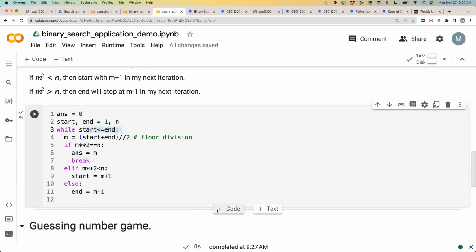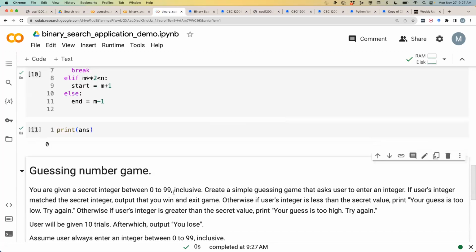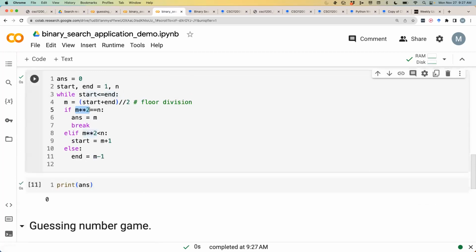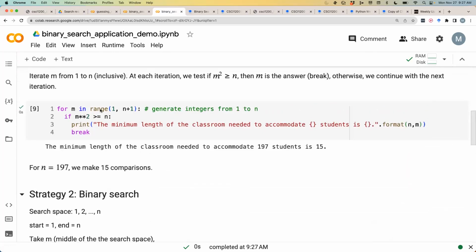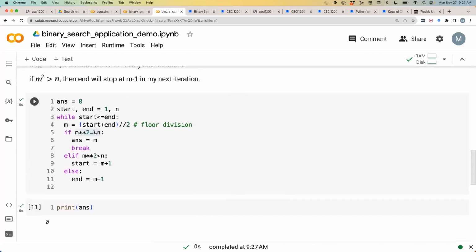If you try to print answer, it says it's 0. What does it mean? It means that there is no value of m here such that m squared is equal to n. Remember, my n here is 197. This is not a square number. There is no integer m such that m squared is equal to n.